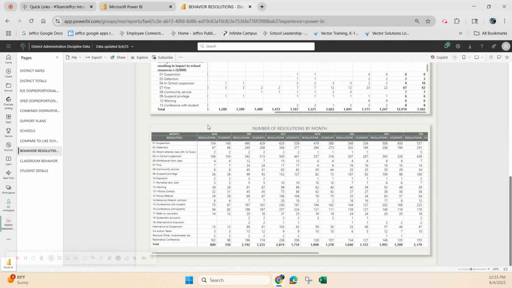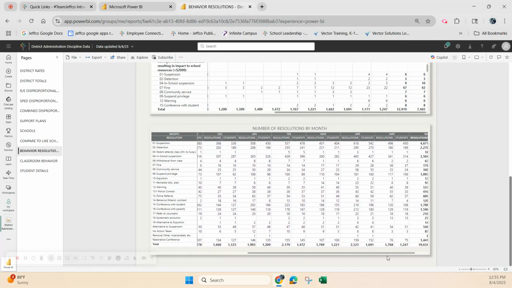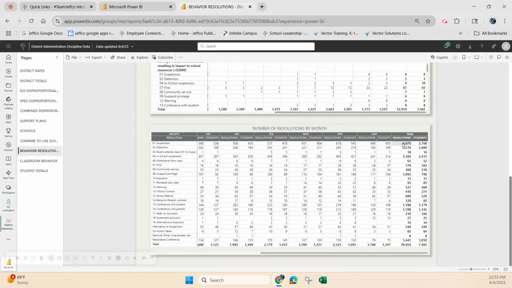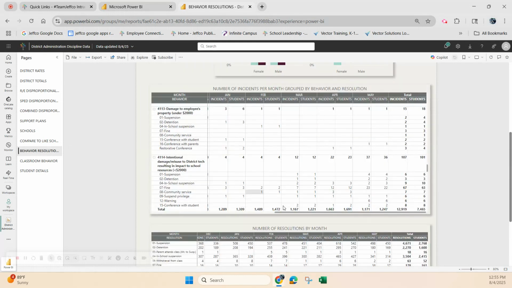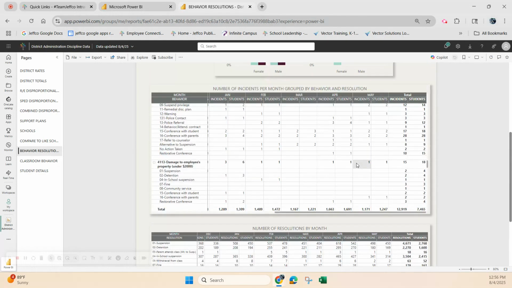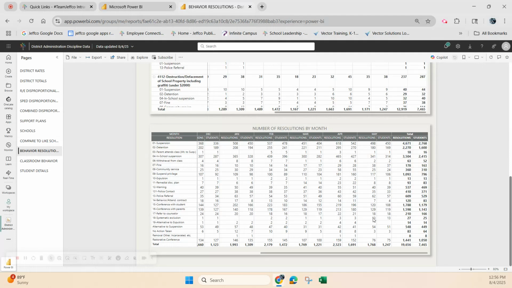And then the next one is resolutions by month. So if you want to see how many suspensions you had involving how many students over the course of the year, you'll have all of that here. You can see how many detentions, how many conference with student and parent. This is just a great way to see how are we responding to different types of events? Is there any flow to it? And it'll give you some clear idea of what's happening in your school buildings.